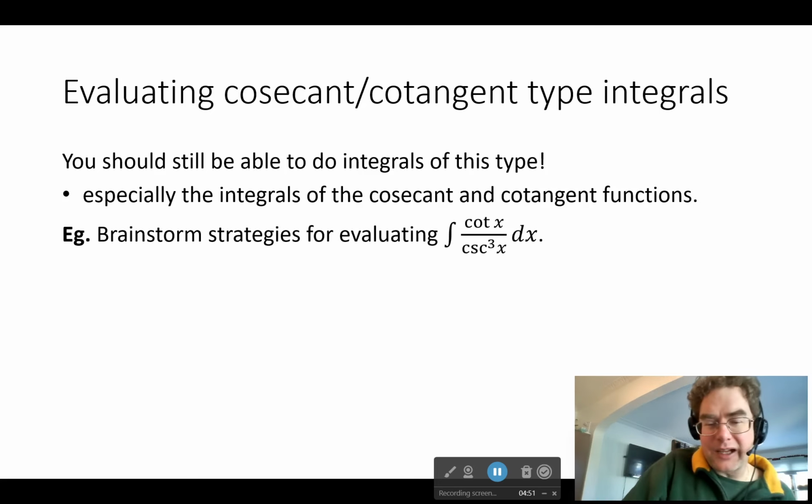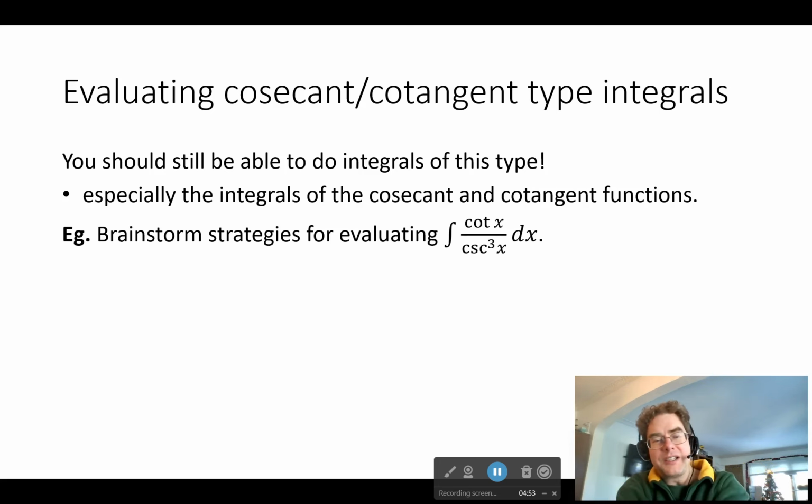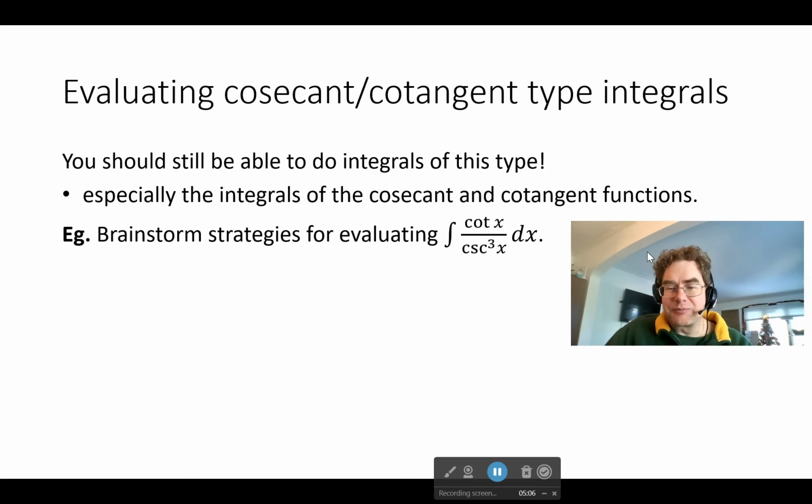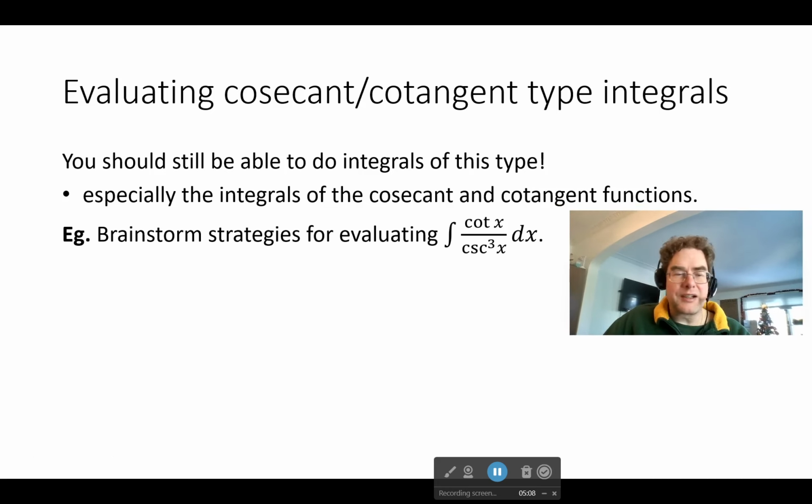Okay, so let's take a look at one example of a cosecant cotangent type integral. What about the integral of cotangent x over cosecant cubed x dx? So what are some strategies that we could use towards evaluating this? Let's see if we can come up with two such strategies.